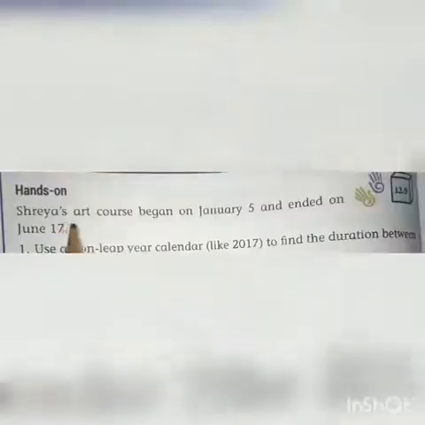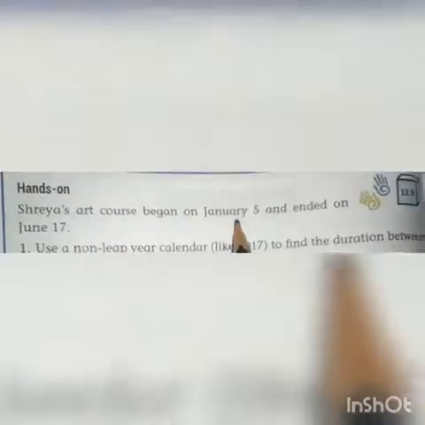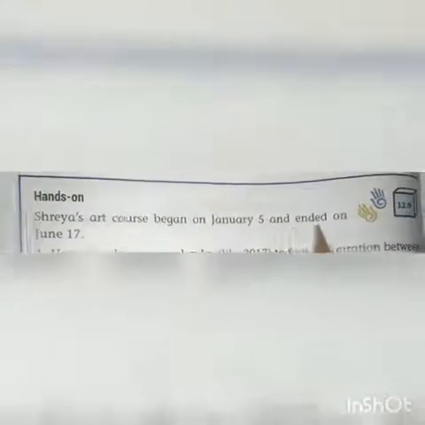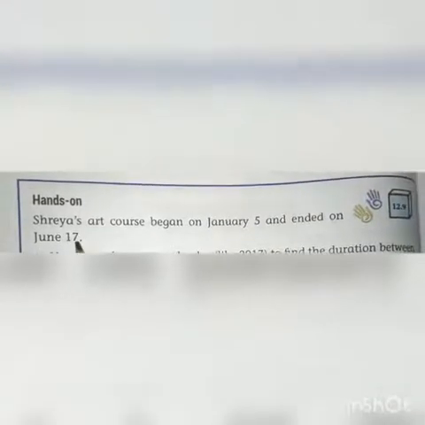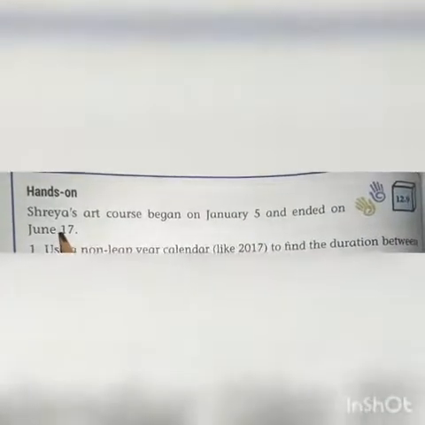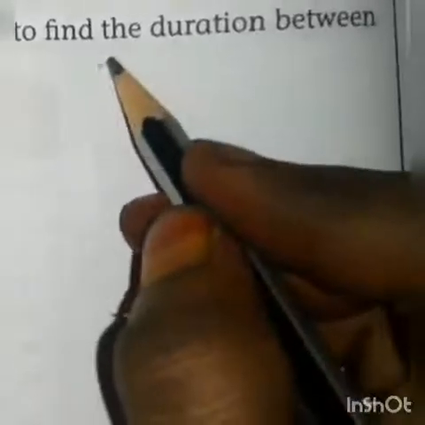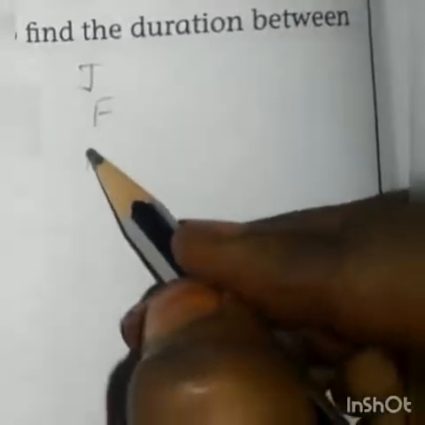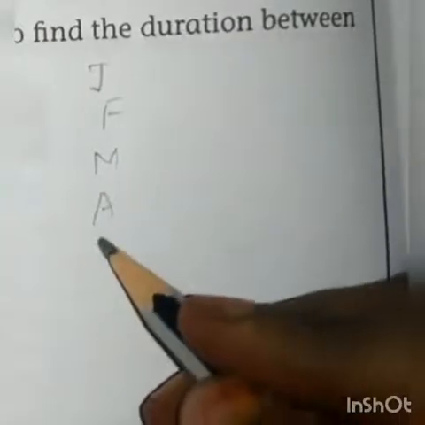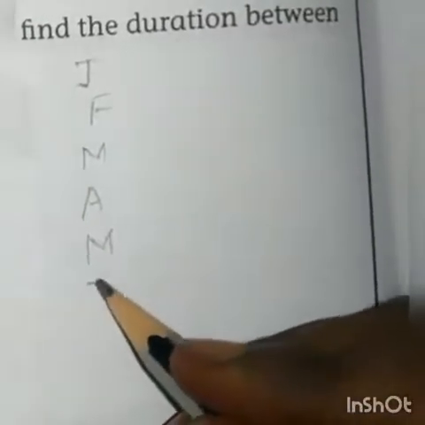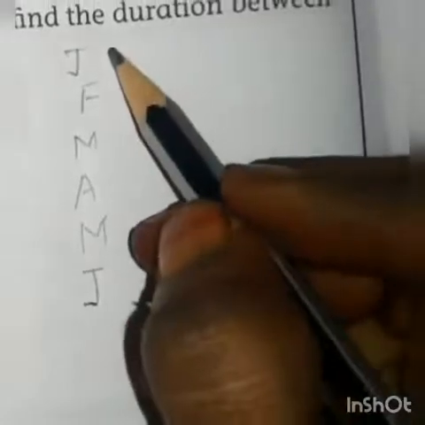So what is the exact date when she returned? Varsha returns from vacation on October 7. Shreya's art course began on January 5 and ends on June 17. Let me see what are the months included between January and June. So January, February, March, April, May and June. So let me count from January.